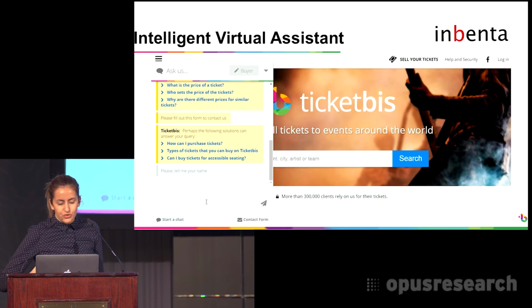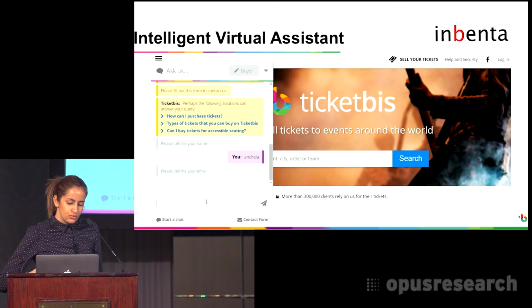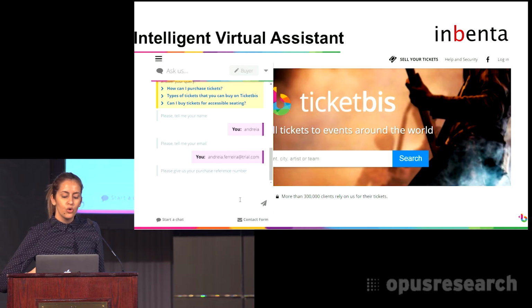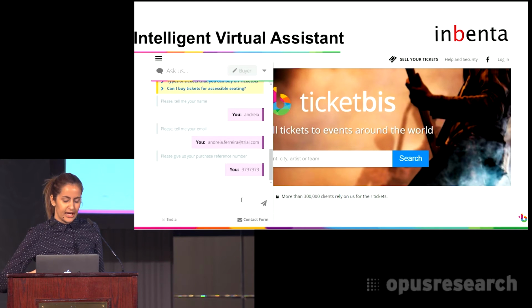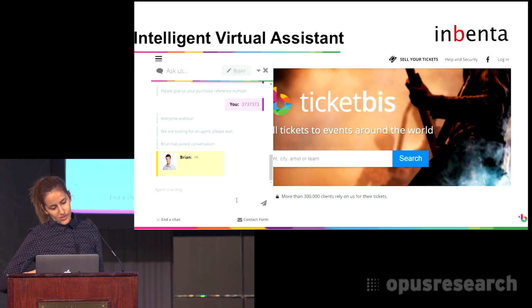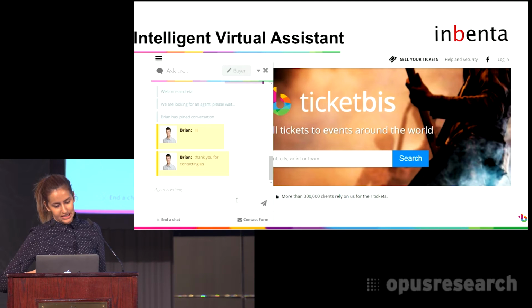If you still need to address a very specific issue, you can always start a live chat with a real agent. You will need to present your email and your name. And you will have to choose whether you have already bought or if you want to buy. One will give you a customer service support agent, and the other will give you a salesperson that will help you buy through the web page. Once you've made your decision, you can start a chat with Brian, for example. He's very fast.